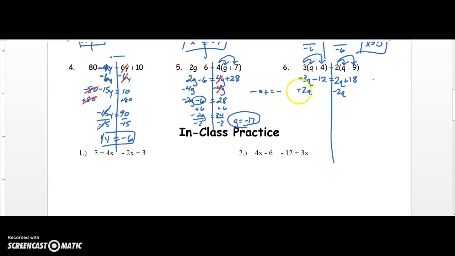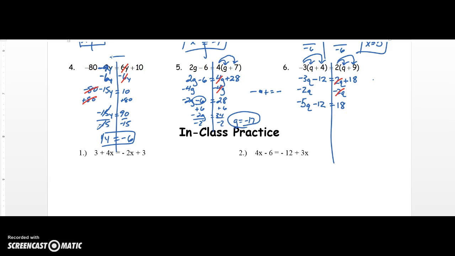We have negative 3q minus 2q. You get negative 5q, bring your minus 12 down. Equals 2q and negative 2q. They're opposites, so we're going to cross those out and get rid of them. So we're left with positive 18. Now, we have negative 5q minus 12 equals 18.